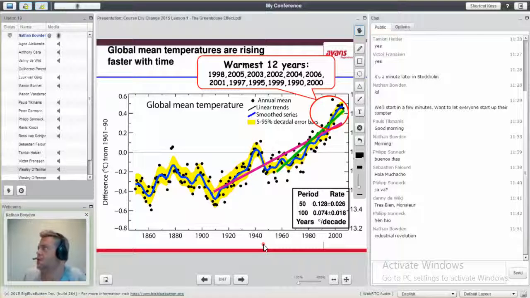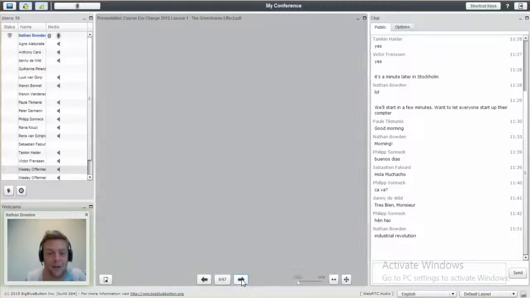They already had data back then? There you go. That's a very good question. So how did we get these data? We'll be going into that today. Very good question, Luke, and we'll be going into that.